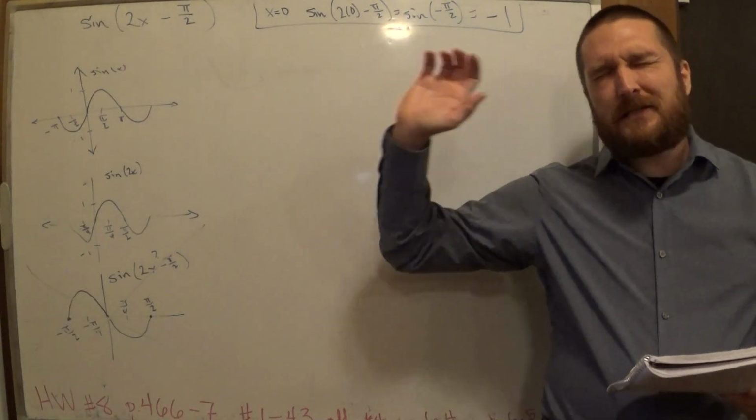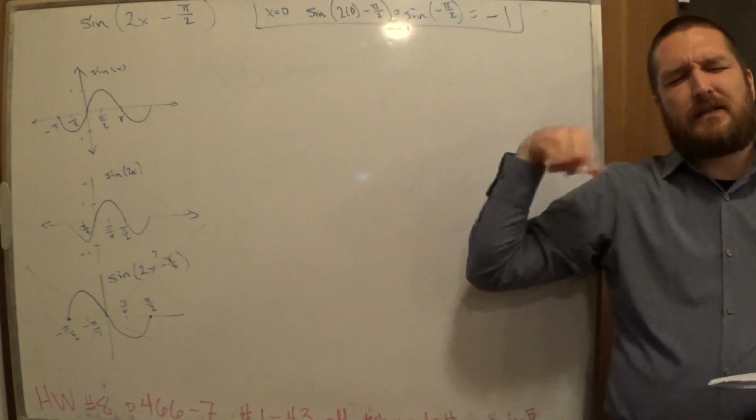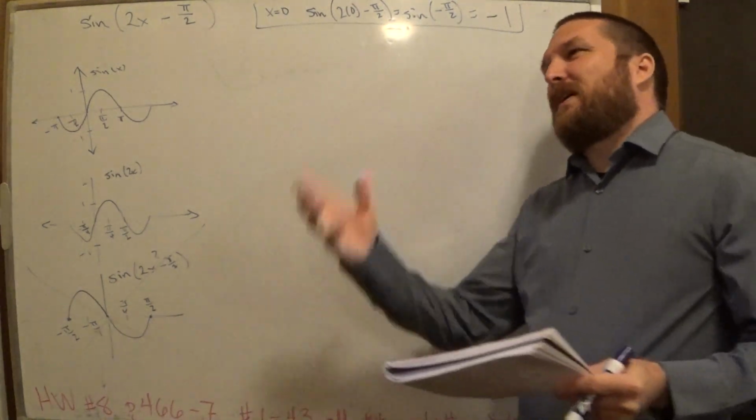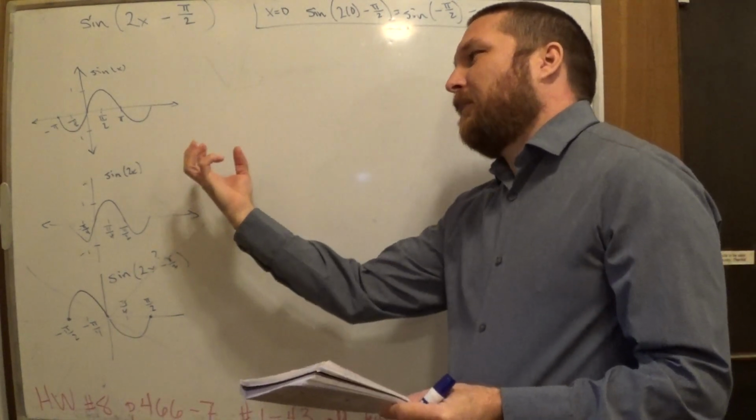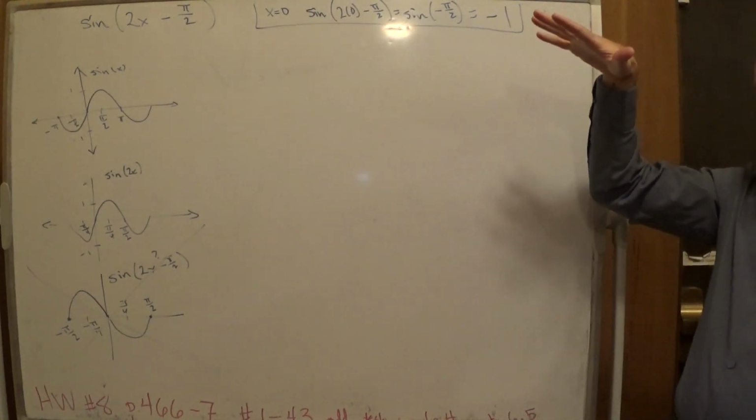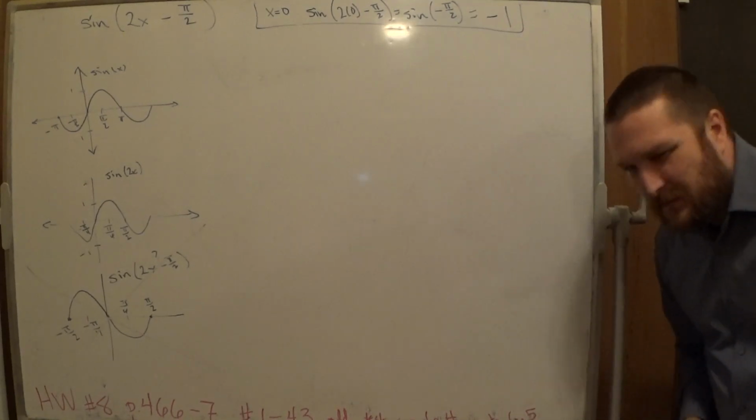When we added to the output, it went up. When we added to the input, it did the opposite thing. When we multiplied the output by a big number, it stretched it. When we multiply the input by a big number, it does the opposite thing. So maybe the order of operations needs to be opposite too.